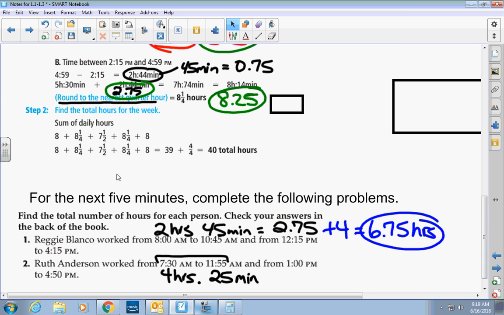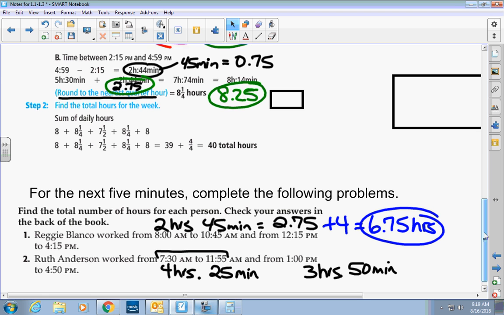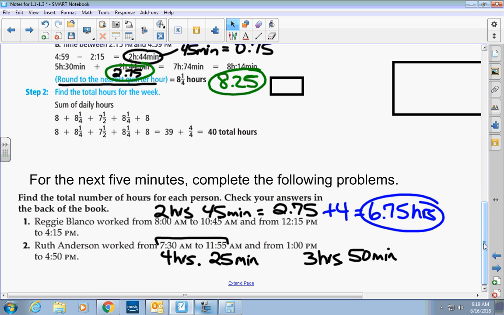Let's see what we worked from 1 to 4:50. See if our minutes don't come out a little bit better. 1 p.m., 2 p.m., 3 p.m., 4 p.m., that's 3 hours. And 50 minutes. So let's go ahead and add our hours together. 4 and 3, when we add them together, gives us 7 hours total.